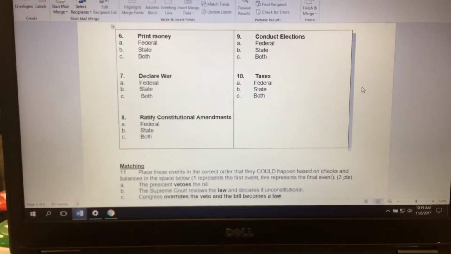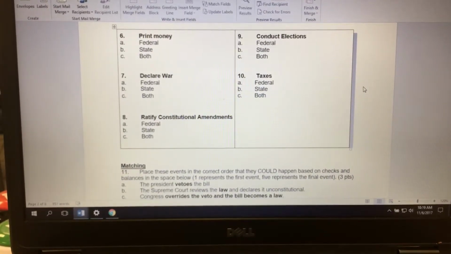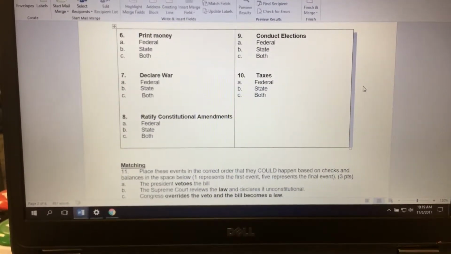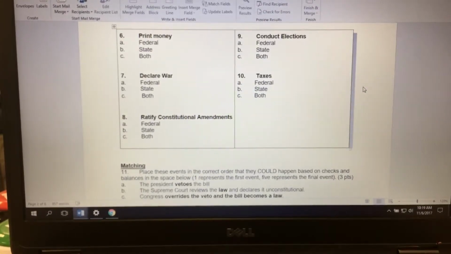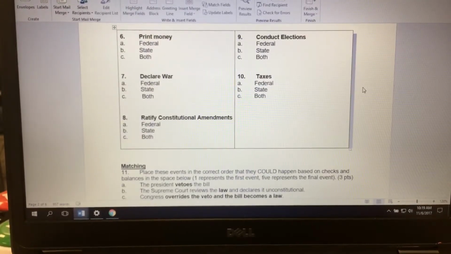Federal. State. Both. Conduct elections. Federal. State. Both. Taxes. Federal. State. Both.